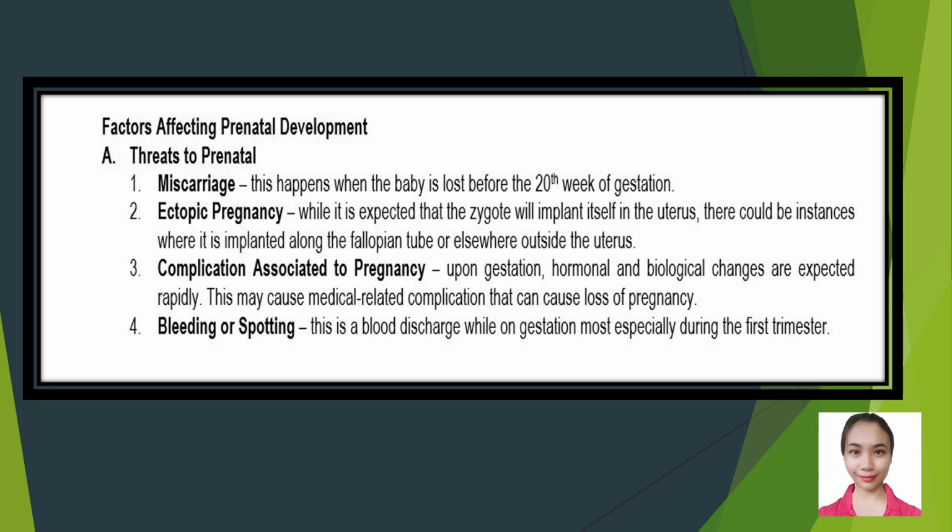So letter A, we have the threats to prenatal development. Number one is miscarriage. This happens when the baby is lost before the 20th week of gestation. A miscarriage is the spontaneous loss of a fetus before the 20th week of pregnancy. Pregnancy losses after the 20th week are called stillbirths. Miscarriage is a naturally occurring event unlike medical or surgical abortions.